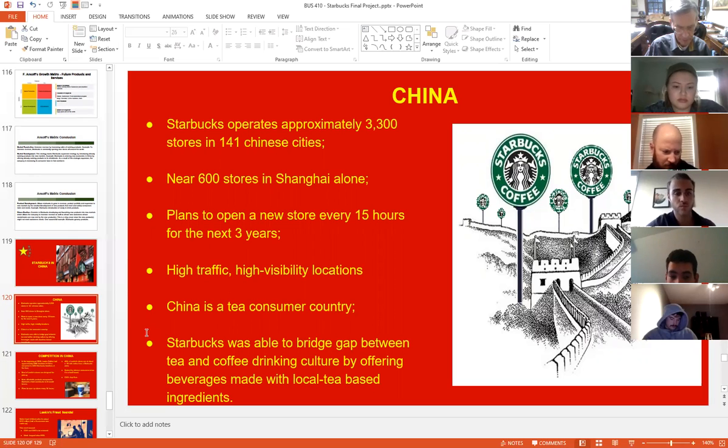It's important to mention that China is a tea-consuming country, so Starbucks is also selling tea-related products in Chinese stores. Starbucks was able to bridge the gap between tea and coffee drinking culture by offering beverages made with local tea-based ingredients. This is a very good strategy to attract more Chinese customers. Absolutely. Good points all. And I love your graphic. I love the artwork. I don't know where you found this, but that's a great piece of graphics.